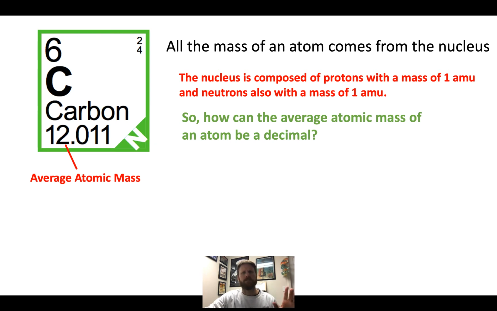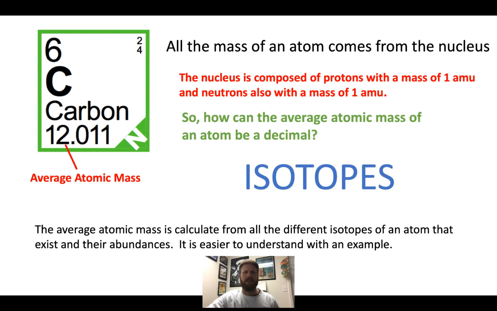The answer is isotopes. If I have a sample of an element, all the different isotopes that exist are in that sample. So to get a mass, I want an average of all those isotopes. I have to use the abundance of each isotope and the mass of each isotope to calculate an average atomic mass. This is best seen with an example.